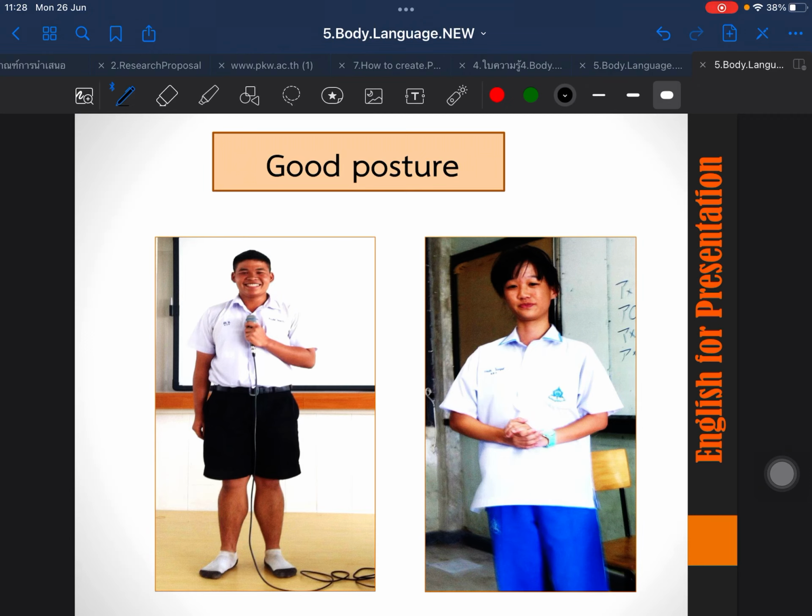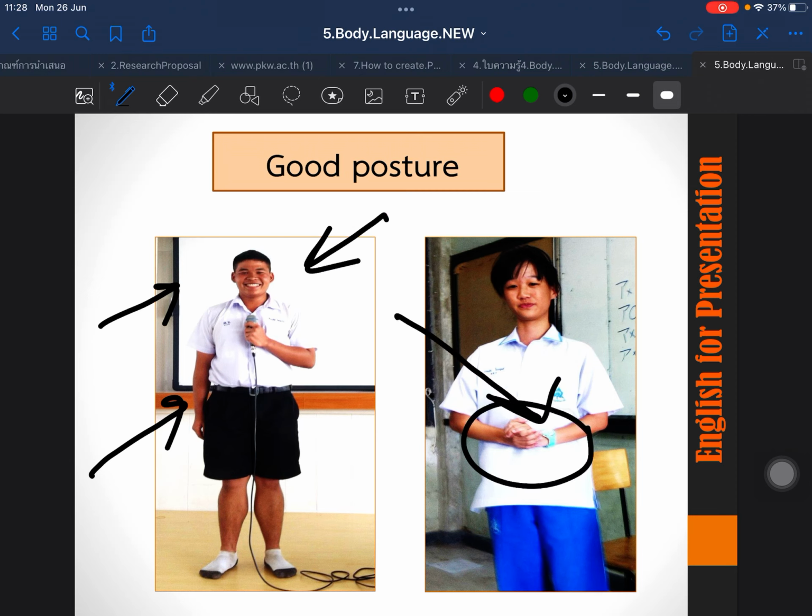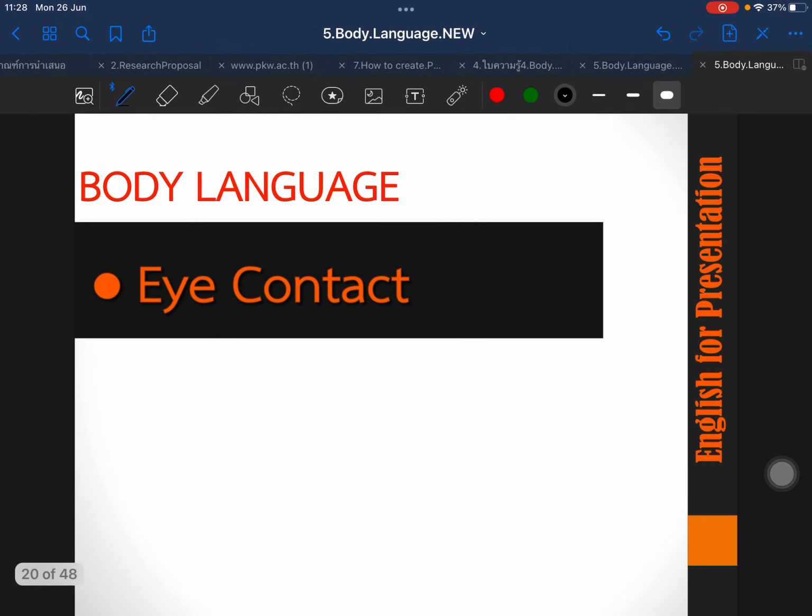This is good posture. He looks so confident. The way he dressed is very good, right? He smiled. And also the way she holds her hands is very natural, right? When you give the presentation, you need to hold the hands like this. And also you can use the hand to point out things, information on the screen.